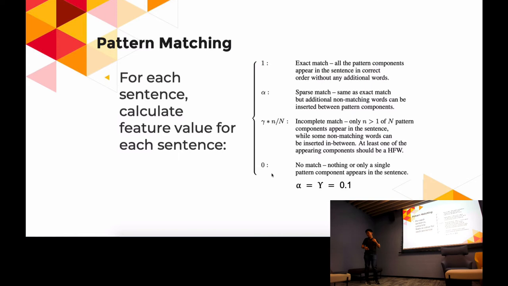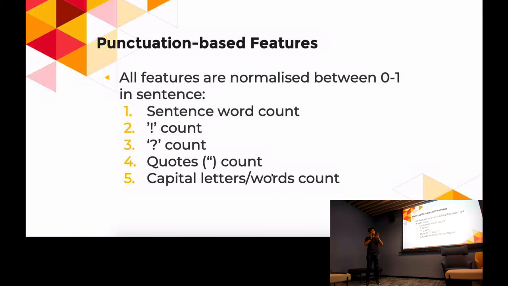So we are talking about pattern features. Next, we have punctuation-based features. What the authors have felt is that when a review has many exclamation marks, or let's say question marks, or many capitalized words or letters, it is more likely to be sarcastic. But that's what they felt before they ran the experiments.